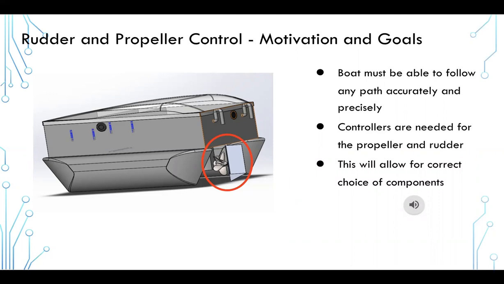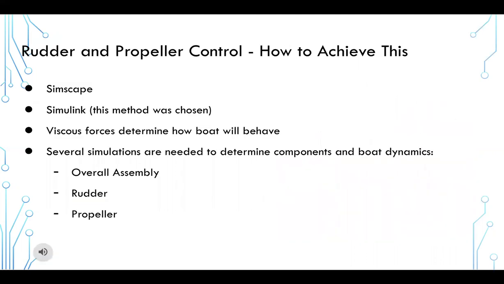The goal of these two controllers will be to tell the boat how much the rudder should be turned and how much RPM should be given to the propeller to achieve a specific location or path. This process will also allow for the correct choice of the propeller, rudder, and motors necessary for motion. This could be achieved by running simulations on Simscape or drawing free-body diagrams and manually creating a Simulink model. The Simulink approach was chosen for this project due to difficulties with using Simscape to model viscous effects.